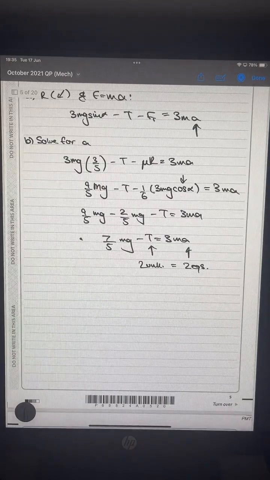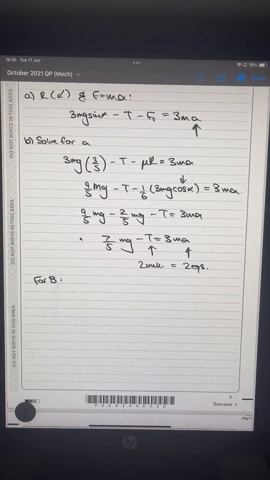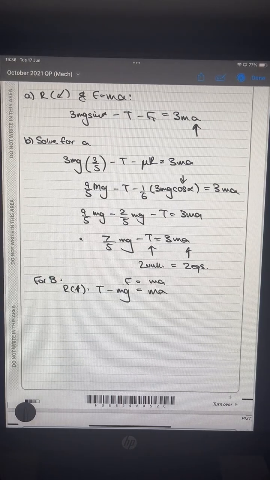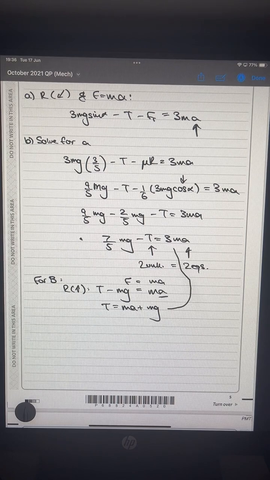I'm going to resolve upwards. So for B, resolving upwards, I have the tension subtracting the weight is equal to the mass times the acceleration, like F equals ma, which is m times a. If I rearrange this for T, I get T equals ma plus mg. The reason I've rearranged for T is because I want to find what a is equal to. If I could replace T here with T in another form, I would have an equation where a is my only unknown.